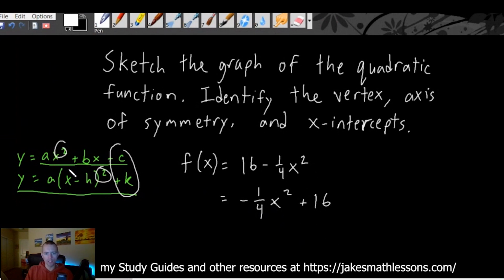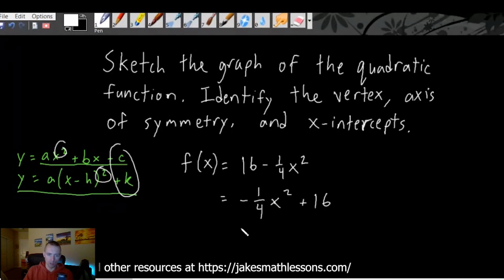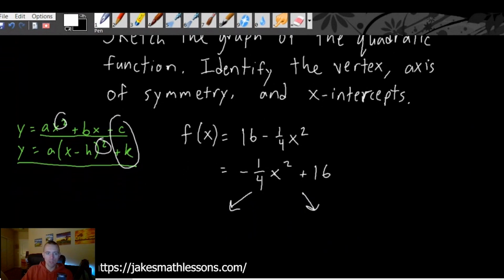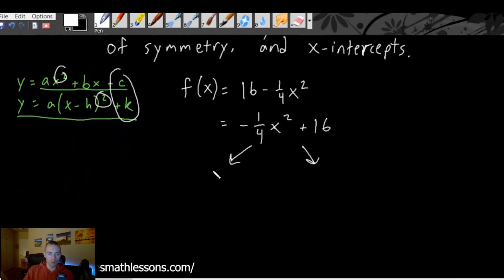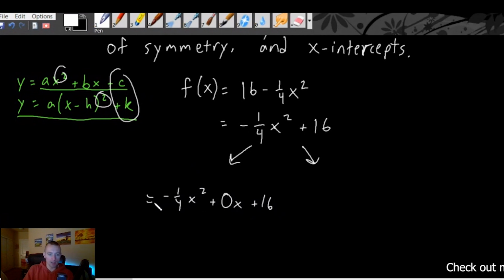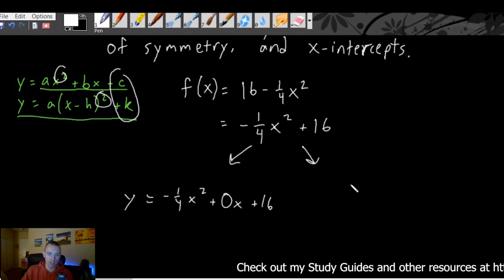So let me just talk about this in two different ways real quick. We can either say that we have negative 1/4 x squared plus 0x plus 16. And you can see in that case, it's pretty easily comparable to this form, right? Where a is negative 1/4, b is 0, c is 16.